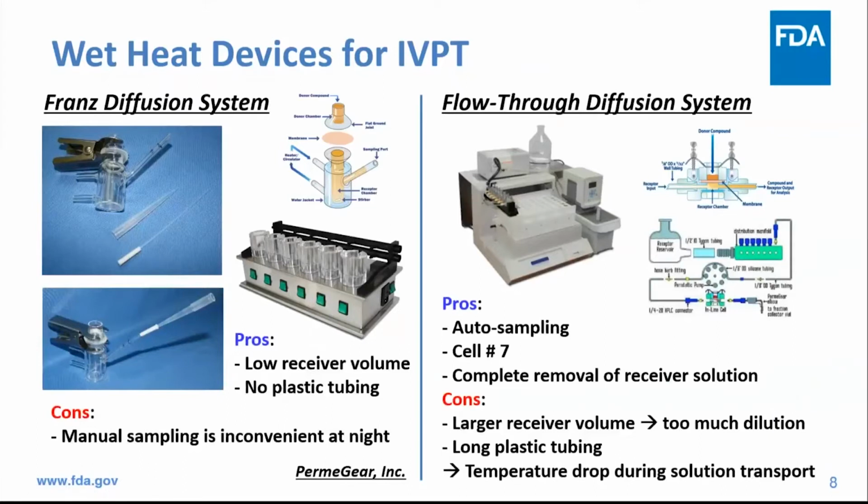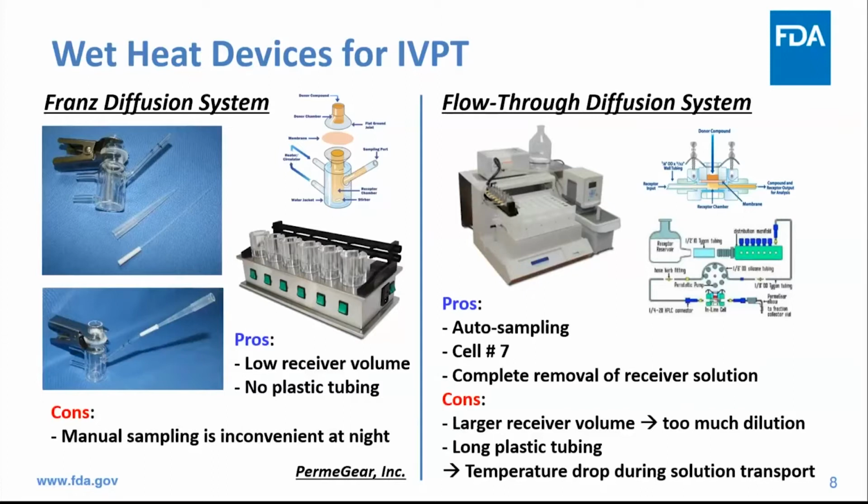So when selecting a diffusion device for IVPT, there are multiple options, including wet heat and dry heat systems. We have used Franz diffusion cells and flow-through diffusion cells from PermeGear with wet heat system. The temperature of this system was controlled with water jackets and water heater or circulator.